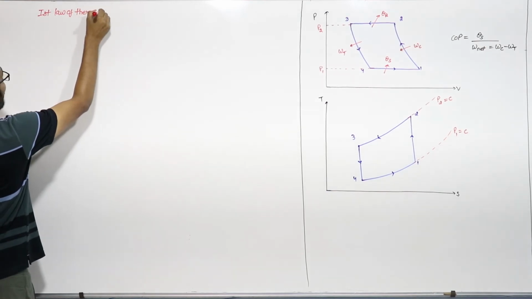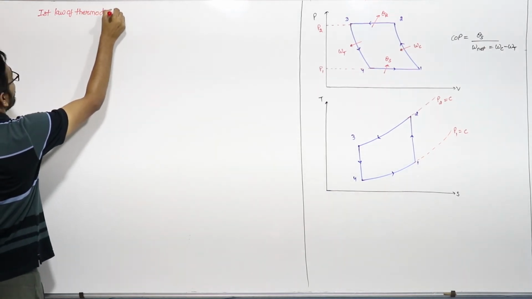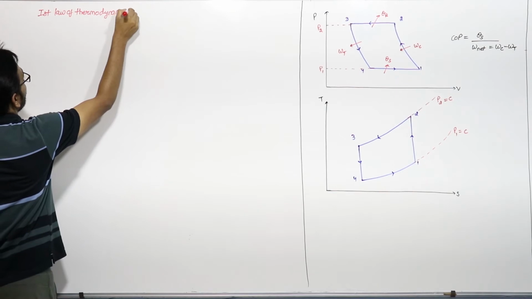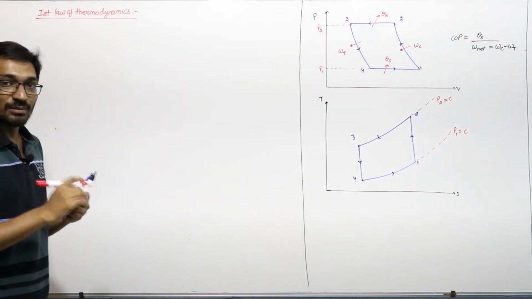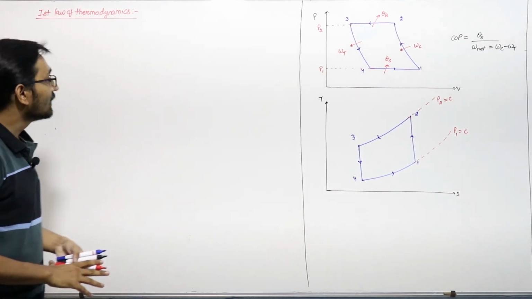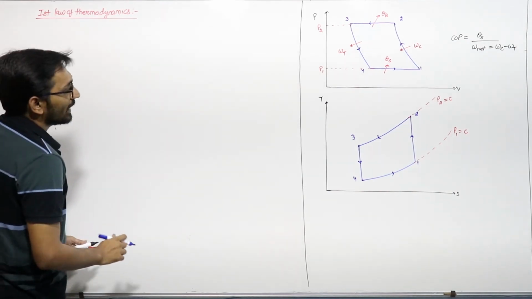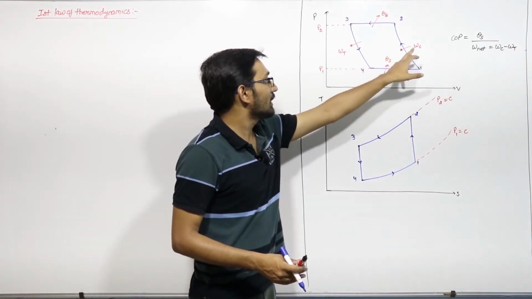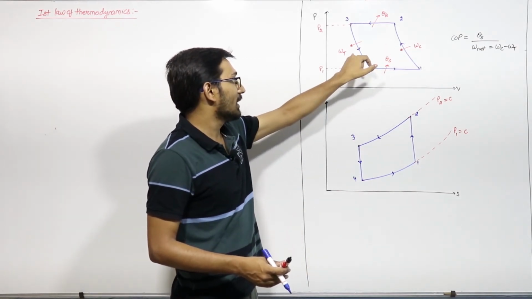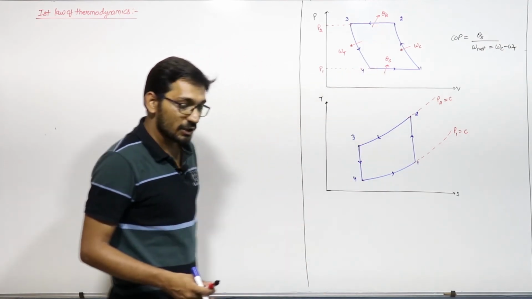You can feel that if thermodynamics is a good subject for you, then RAC is a very easygoing subject. You can score well in RAC. If I apply the first law of thermodynamics, this is the work done. The work done is WC and WT, and the heat transfers are QS and QR.